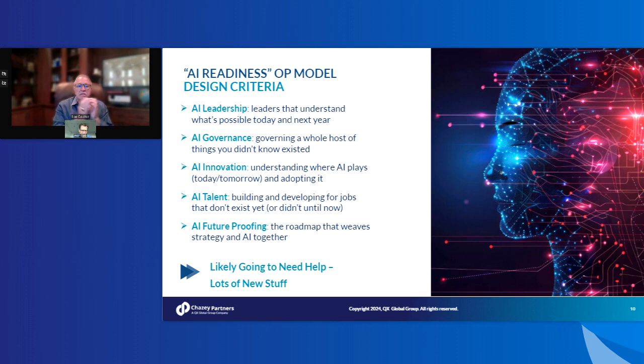So now let's take a look at the operating model design criteria after we add AI. We are going to unpack this a little bit. First, leaders that understand what's possible today and next year: when you look at your C-suite and the next level or two, you can draw your own conclusions on your level of AI leadership. Then AI governance, which Phil talked about a minute ago. We're going to unpack each of these five more deeply.